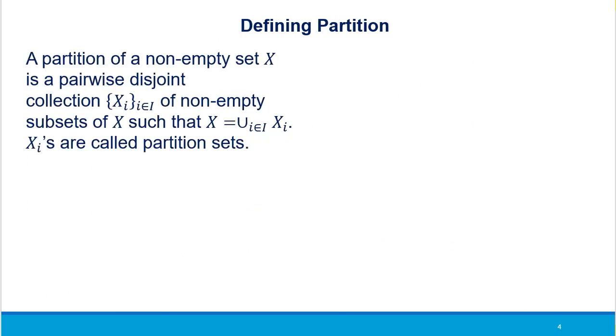Now this is the definition which you generally see in books. A partition of a non-empty set X is a pairwise disjoint collection Xi, i runs over the elements of the index set I, of non-empty subsets of X such that X is equal to the union of Xi. The Xi's are called partition sets. But here we are going to frame the definition according to our observations.